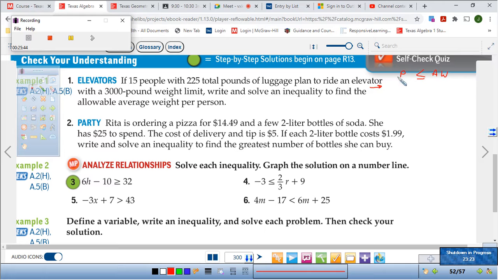So we're going to keep the weight of the people less than or equal to what they've factored in. So 15 people times their average weight, I don't know, plus 225. You got it? We want that less than or equal to 3,000. Not too bad. Solve that one out.